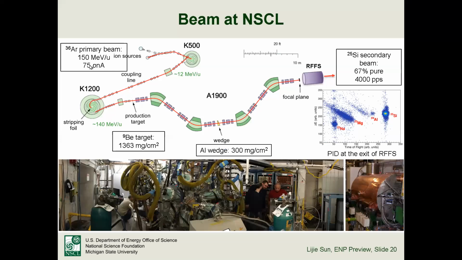Our experiment was conducted at the NSCL, short for National Superconducting Cyclotron Laboratory. Argon-36 primary beam was accelerated by the coupled cyclotron facility. Then the secondary silicon-25 beam was produced via the projectile fragmentation of the argon-36 beam impinging on a beryllium target, and then purified using the A1900 and the radio frequency fragment separator. The photo of this experimental setup is shown at the bottom.